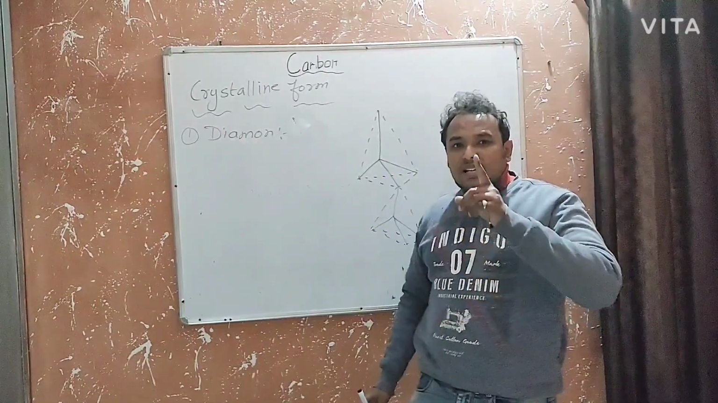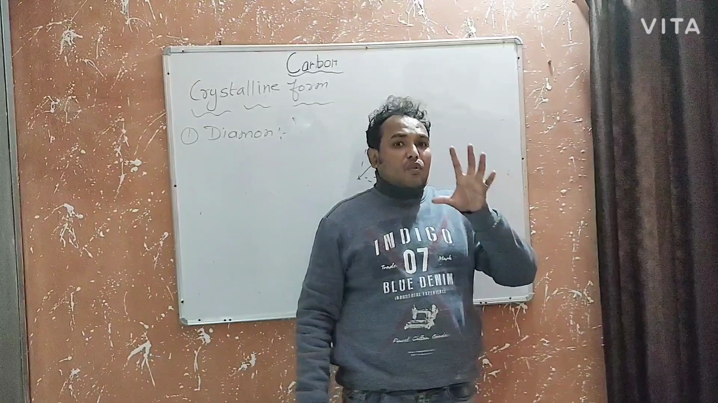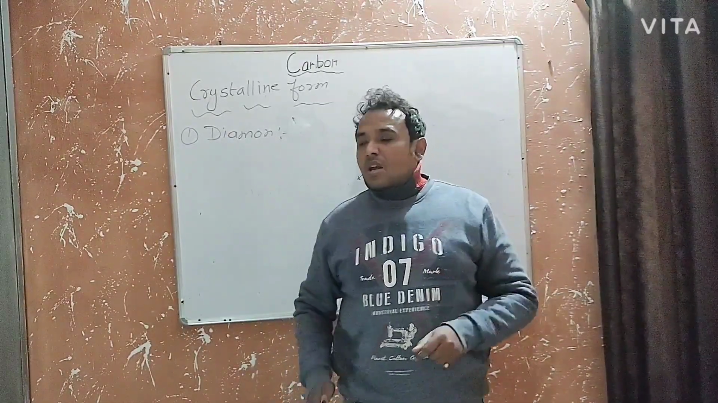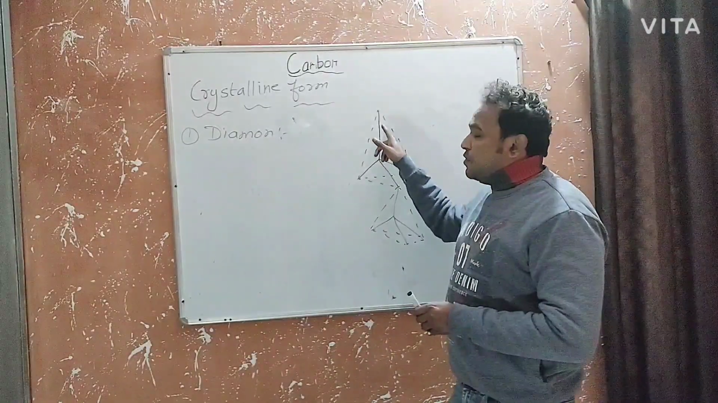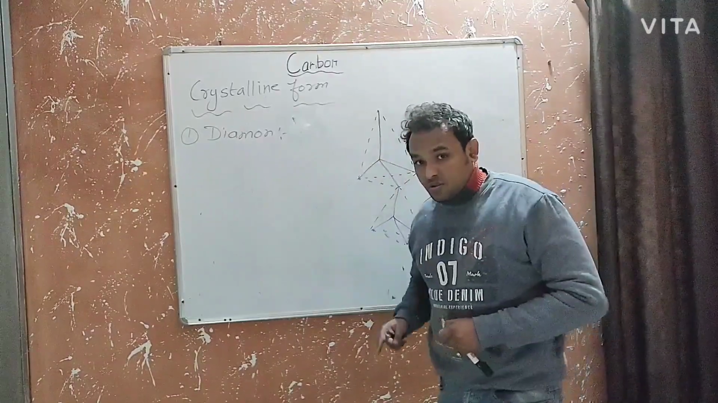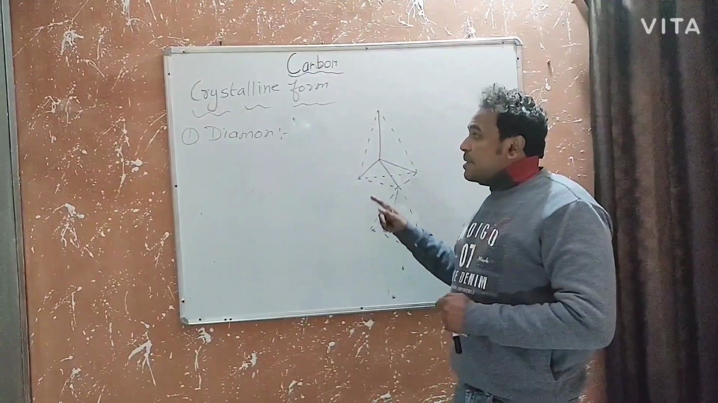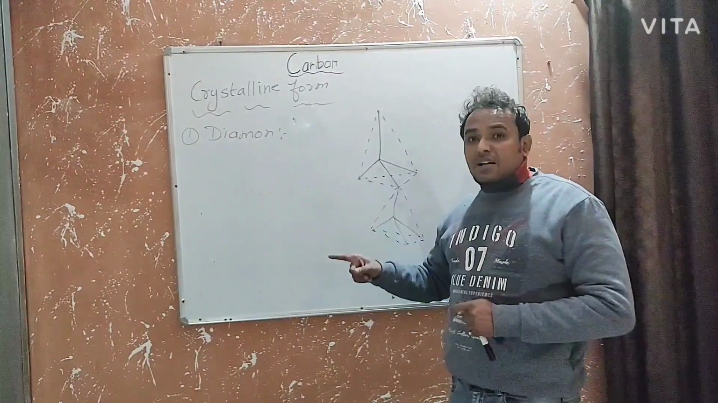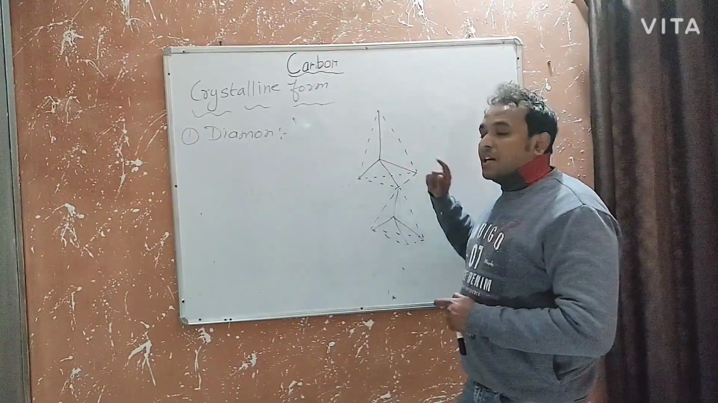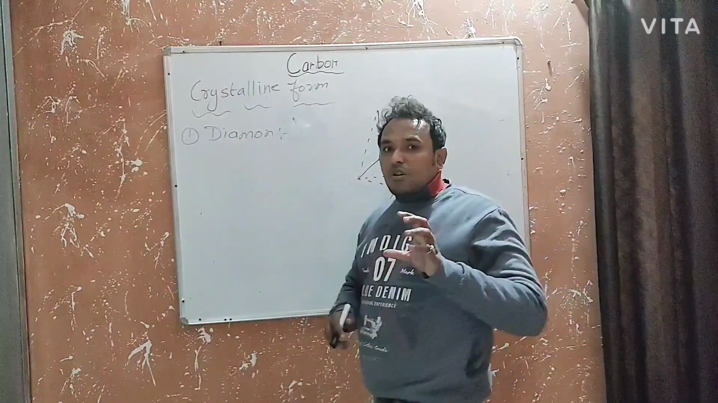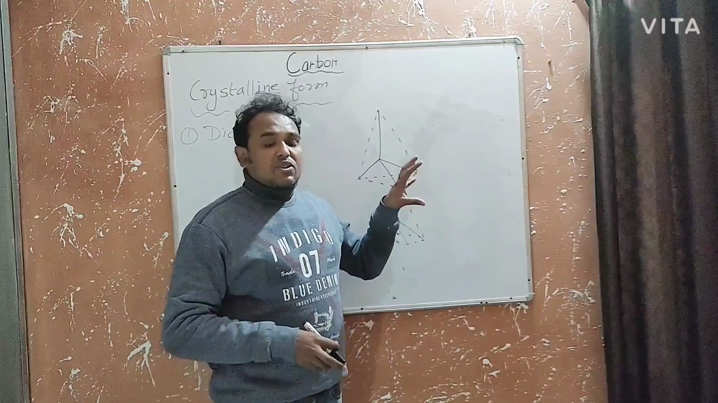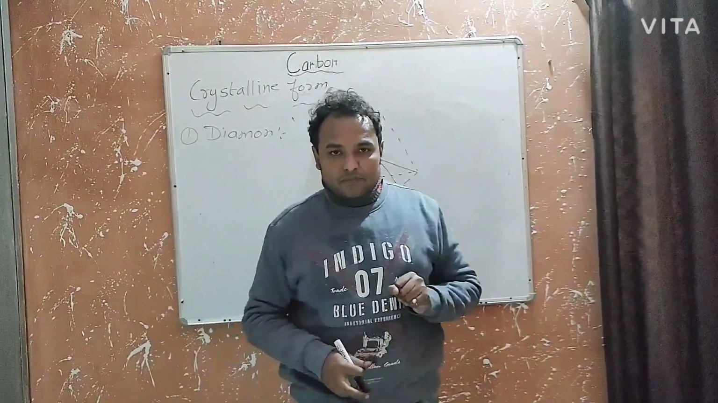That means one carbon atom is bonded with 4 carbon atoms to form one unit of diamond. Because one carbon atom is bonded with 4 carbon atoms, diamond does not have a free electron. That's why diamond is a bad conductor of electricity, and it has the strongest bonds between the carbon atoms. Because of the strongest bonds between the carbon atoms, diamond is the hardest naturally occurring substance.